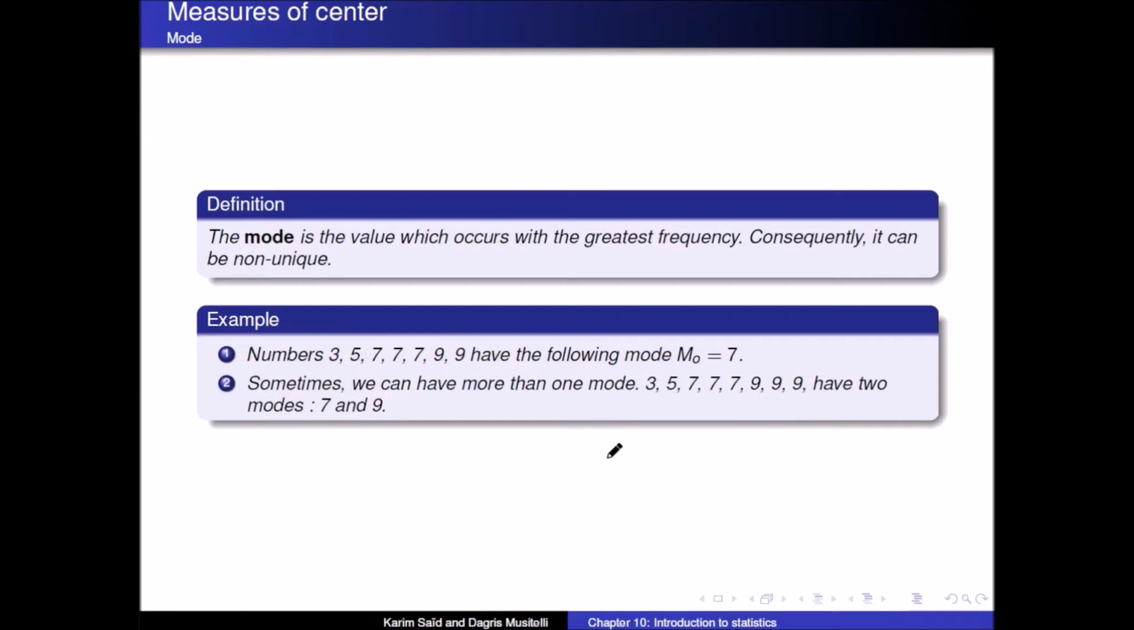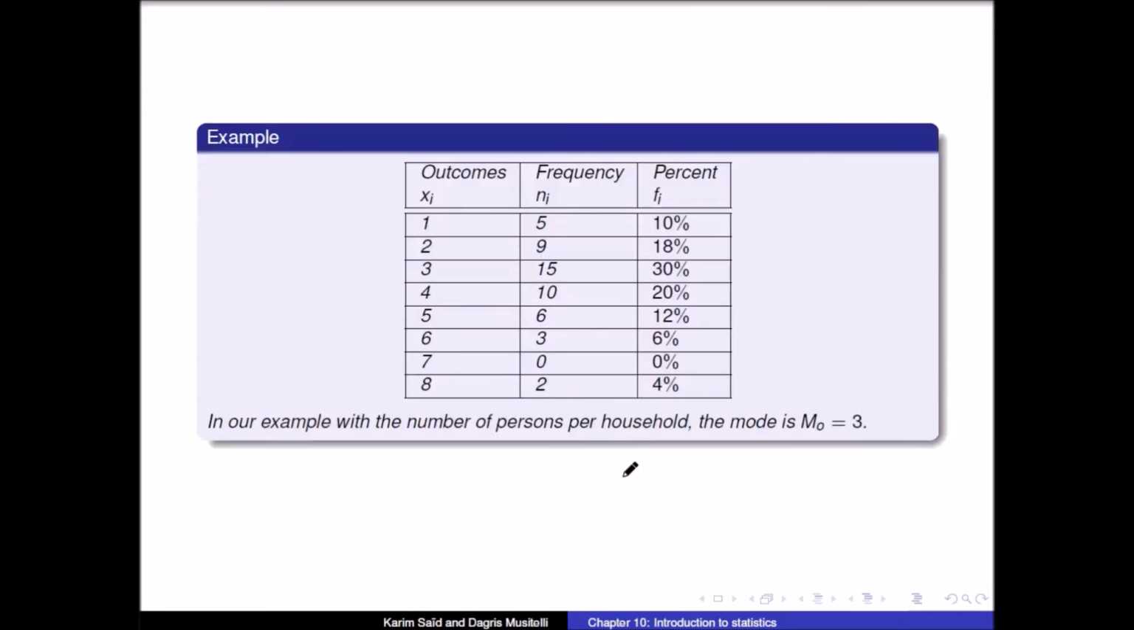Sometimes you can have more than one mode. Example here, 3, 5, 7, 7, 7, 9, 9, 9. The value 9 appears 3 times, the value 7 also, so you have 2 modes, 7 and 9. Another example with the table. So the value 1 appears 5 times, the value 2 9 times, 3 15 times, and so on. So here, let's see which value appears the most. It's actually 3 because it appears 15 times. So the answer is 3. The mode is 3.